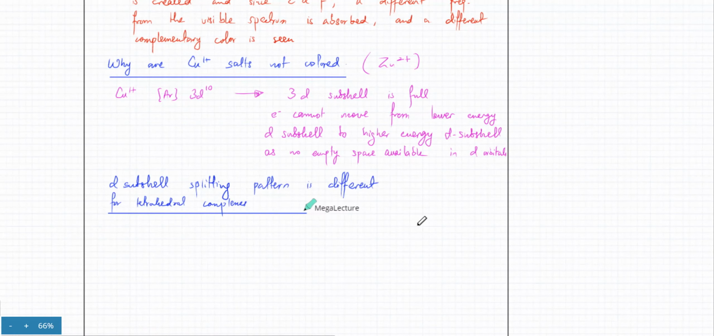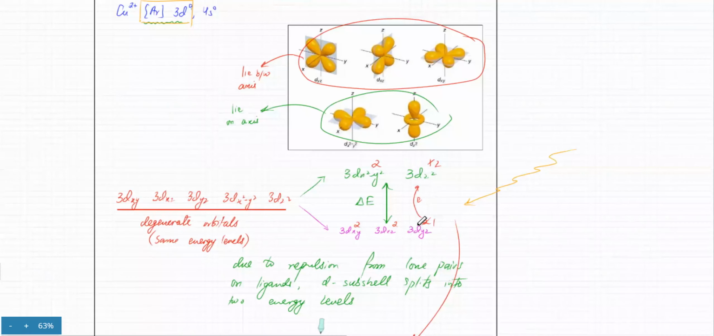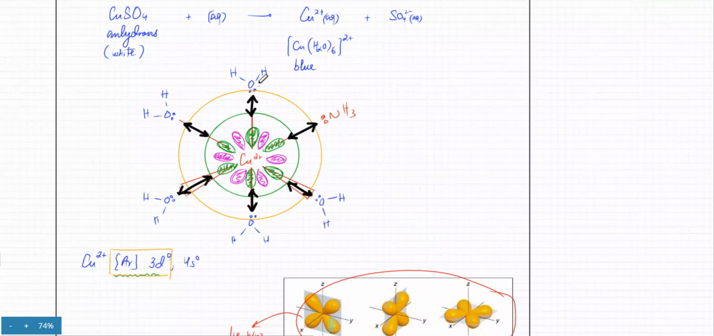If you go back and have a look at the octahedral complex, in an octahedral complex, all the ligands were approaching on the axis. So in which orbitals did it become difficult to keep electrons? The electrons that were lying on the axis, it was difficult to keep electrons over there. Now, complexes can have all sorts of shapes. We're not going to discuss all the shapes. We're just going to discuss octahedral and tetrahedral.